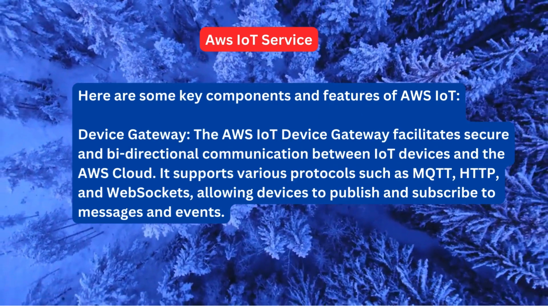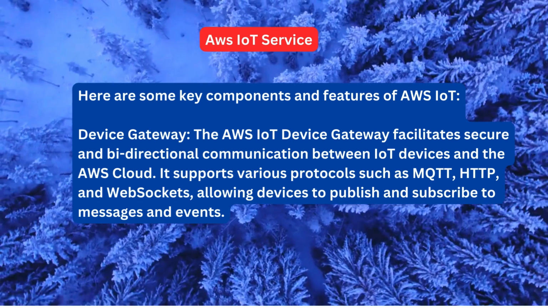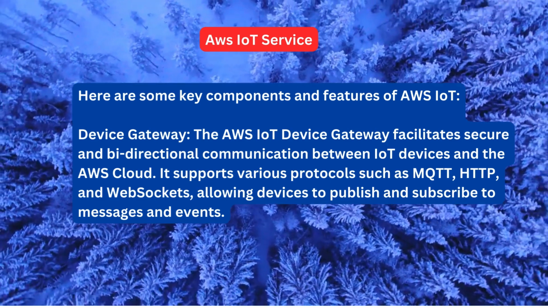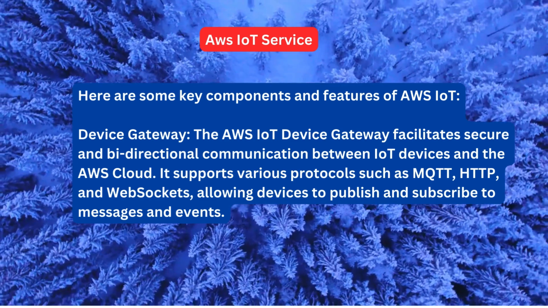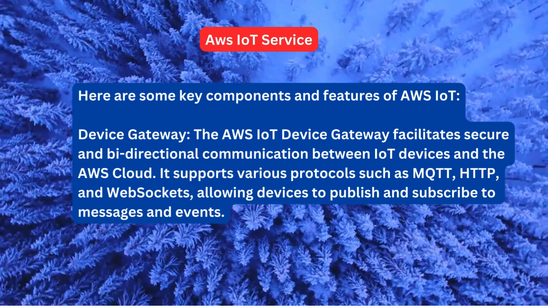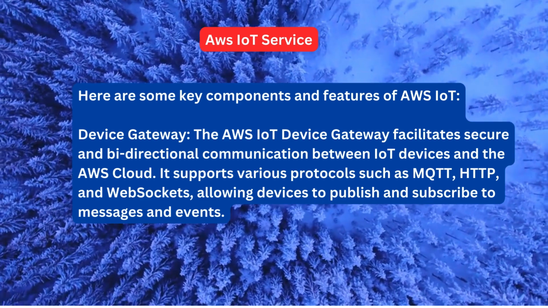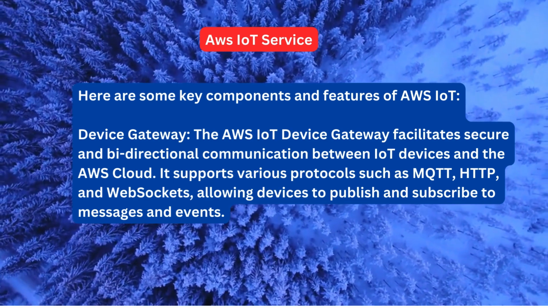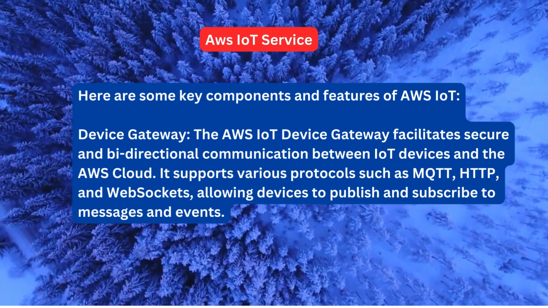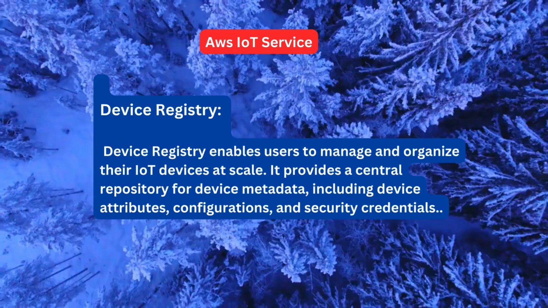Here are some key components and features of AWS IoT. Device Gateway. The AWS IoT Device Gateway facilitates secure and bidirectional communication between IoT devices and the AWS cloud. It supports various protocols such as MQTT, HTTP, and WebSockets, allowing devices to publish and subscribe to messages and events.